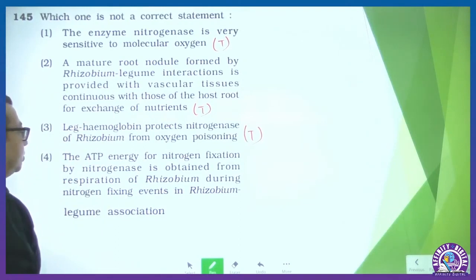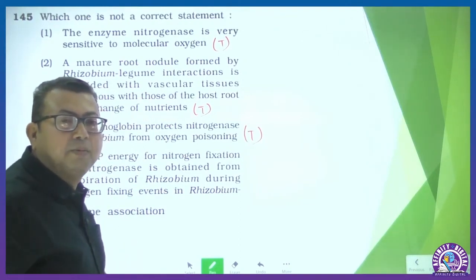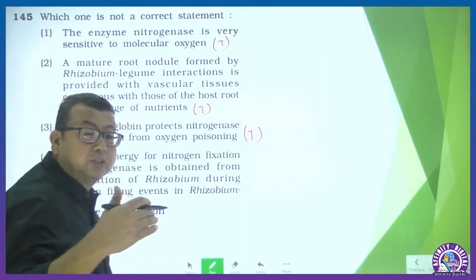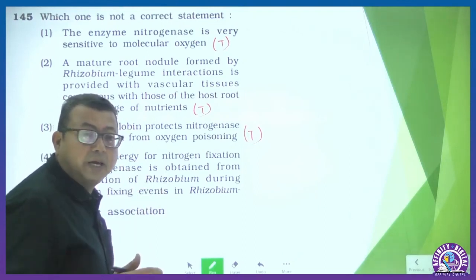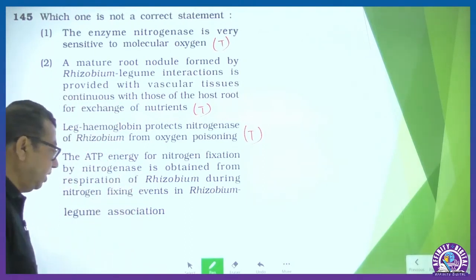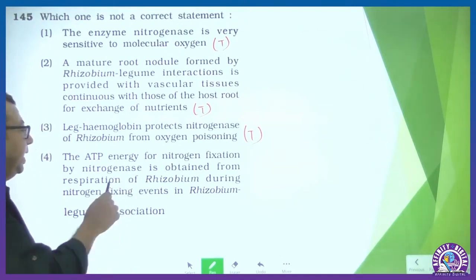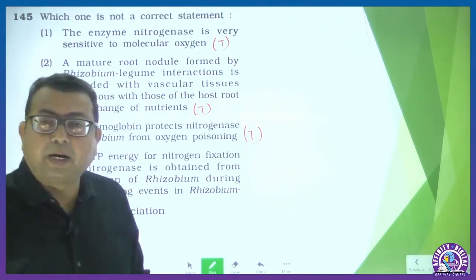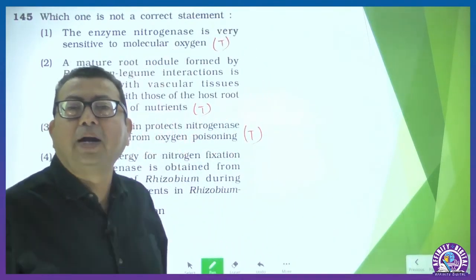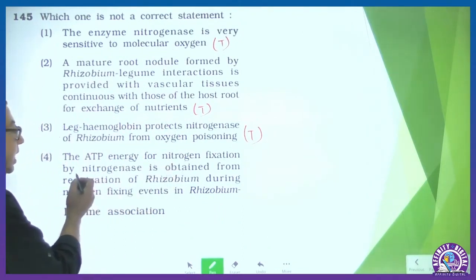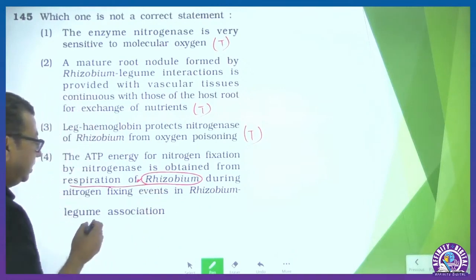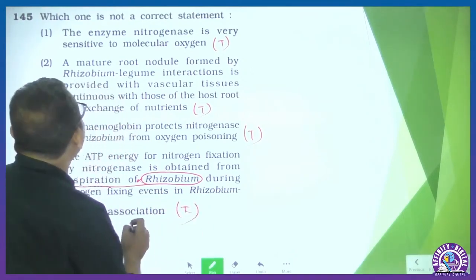Correct. Okay, so if you are asked in the exam a simple question, what is the name of the oxygen scavenger found in the root nodule cells of leguminous plants? The answer will be leg hemoglobin. Now the ATP. Nitrogen fixation by rhizobium is a highly energy expensive process. The energy source is ATP. The ATP energy for nitrogen fixation by rhizobium comes from aerobic respiration of host cells, not from respiration of rhizobium. So yaha pe kya diya, ATP energy for nitrogen fixation is obtained from respiration of rhizobium. Ye wrong hai, isliye ye galat hai, to ye false hai. So overall answer kya hoga?